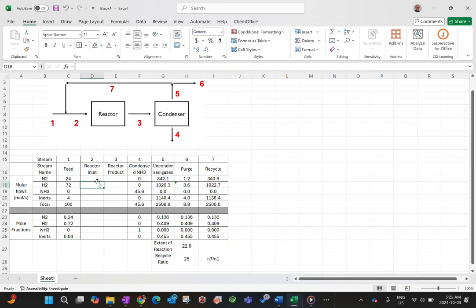We need to do stream 2, I guess. And stream 2 is just stream 1 plus stream 7. So I'm just going to do 1 plus 7 and just scroll it down. And then the mole fraction things should be the same. We should be able to calculate that from stream 1, from the molar flows, just like that. All right, so that's stream 2. That's all done now. And now we need to do the reactor product. And this is the part where it can be a little tricky.